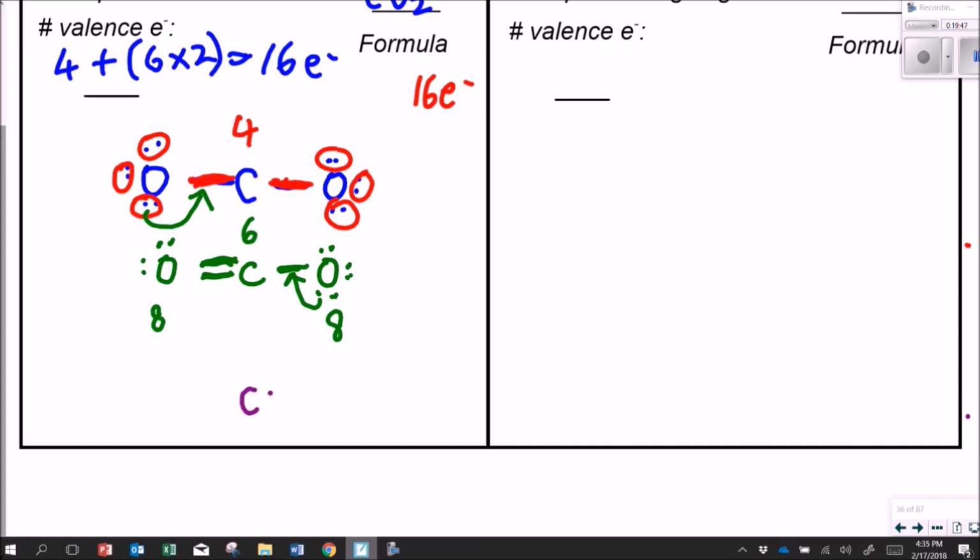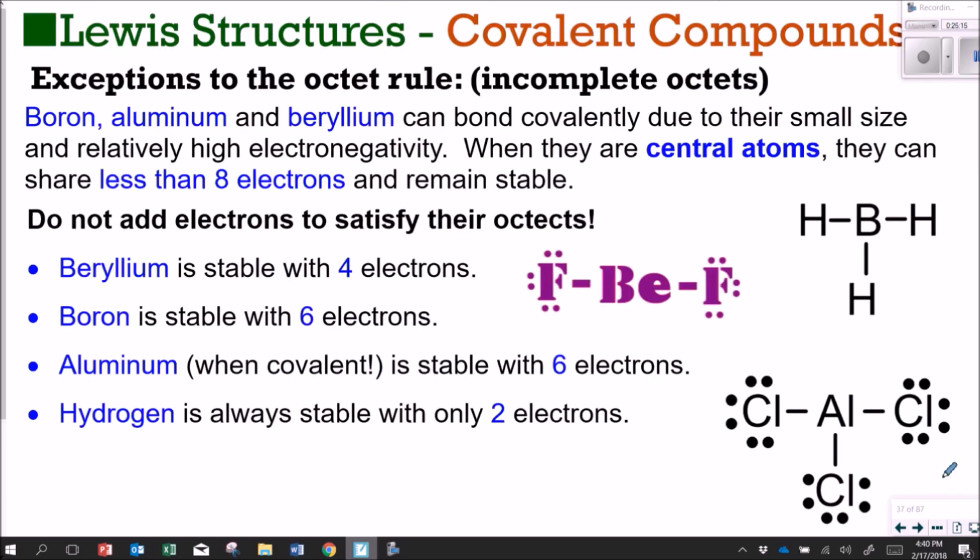I will have a double bond here, and now this oxygen will only have 2 lone pairs, and I can redraw this one over here. Now if I count, I have 8 electrons around this oxygen, 8 electrons around this oxygen, and my central carbon atom also has 2, 4, 6, 8, and it is now stable. So this is the correct structure for carbon dioxide.